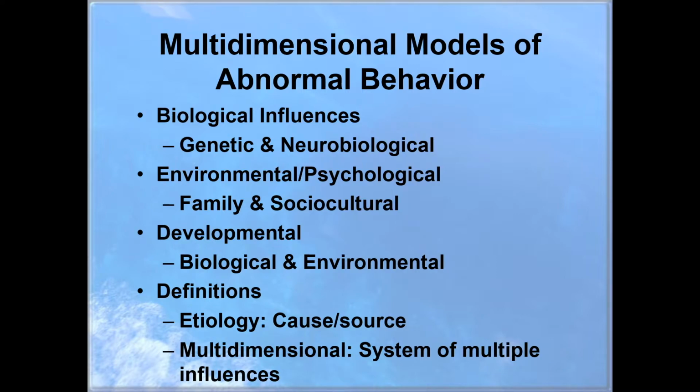The second term is multidimensional. This refers to a system of multiple influences, meaning that there are many different factors that will influence behavior or condition, and we can't assume that knowing one without knowing of the other possible influences will allow us to honestly understand the full story. Instead, we have to understand the many factors that influence an individual's experience and conditions.